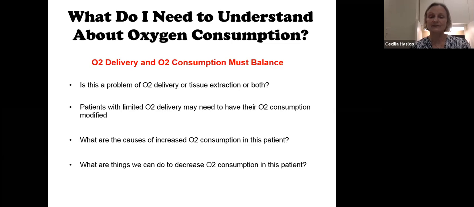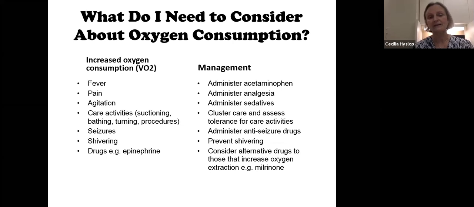What are the causes of increased oxygen consumption in the patient? What are the things that we can do to decrease oxygen consumption in this patient? So in particular, what is going on with this particular patient? When we think of factors that increase oxygen consumption, there are many. Is this patient febrile? For every degree rise in temperature, your oxygen extraction increases. And we'll see how much when we come to the hemodynamic class, after the holidays in January.